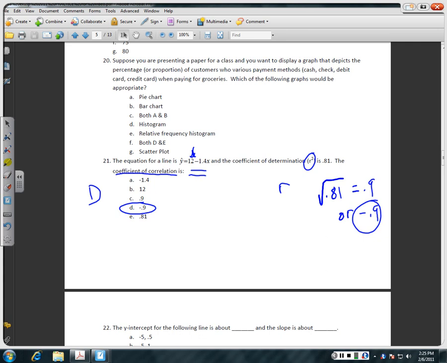So you have to take the square root of r squared to get r, which is the correlation coefficient, but you also have to realize it can be either sign. In this case, that information you can get from looking at the equation for the line and looking at the sign for the slope, which is negative in this case.